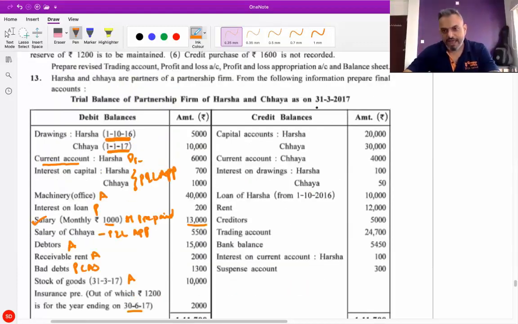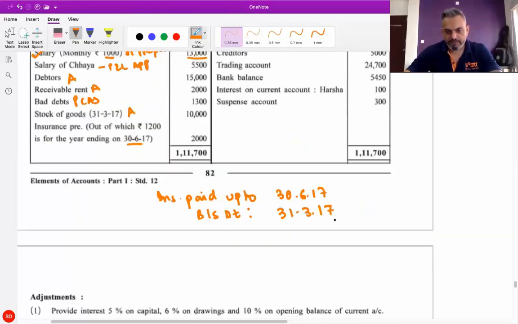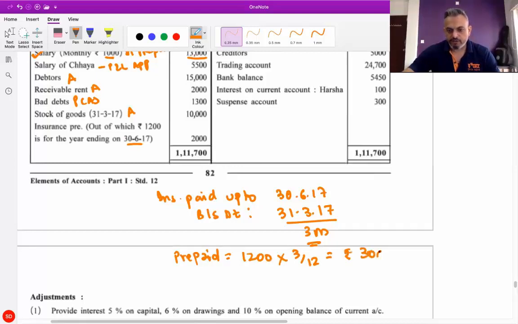Our trial balance date is 31/3/2017. So it means April, May and June, 3 months we have paid in advance. So we have to calculate how much is prepaid. Very simple, 1200 into 3/12. So it will be rupees 300. So 300 will be deducted from insurance premium. It is prepaid. And the second effect will be balance sheet asset.